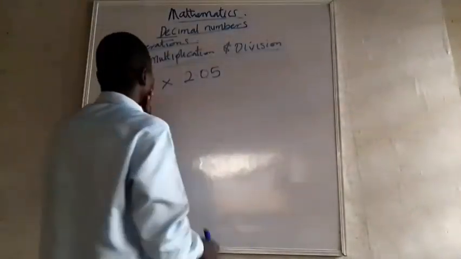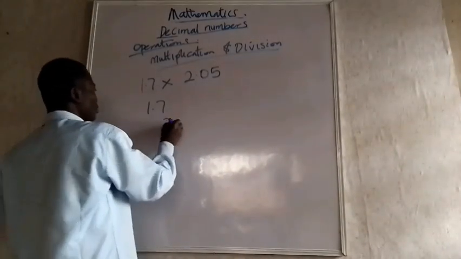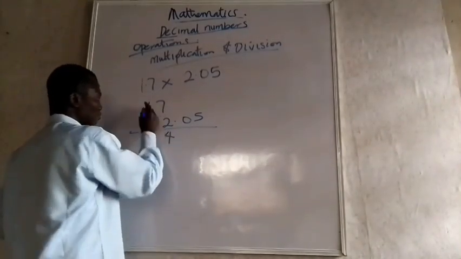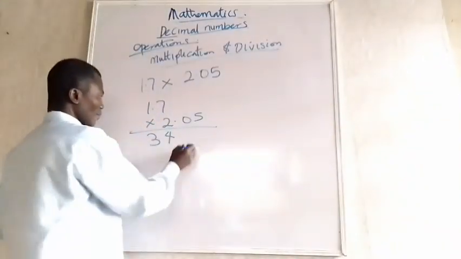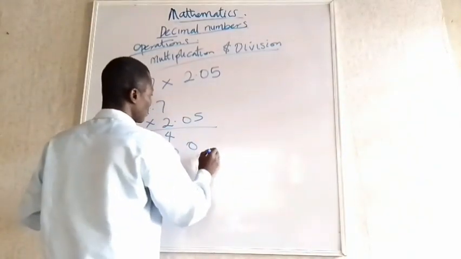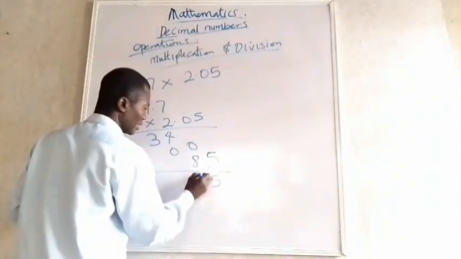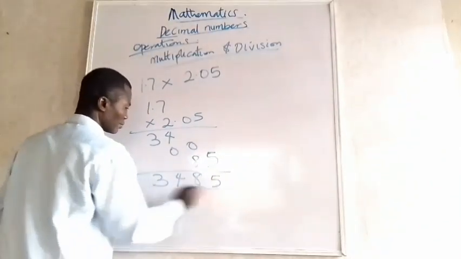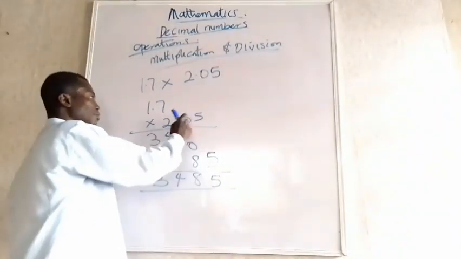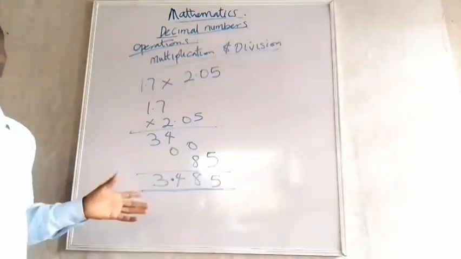Now let's do this: 1.7 times 2.05. So I'm going to have something like this: 1.7, 2.05. 2 times 7 is 14. So this one is 34. So this one gives me 0, 0. So 5 times 7 is 35. 5 times 1 plus that 3 is 85. So you can see, I'm going to have 5, 8, 4, 3. Now, to determine the numbers behind the decimal point, I'm going to count 1, 2, 3. So that's the way to handle the multiplication.